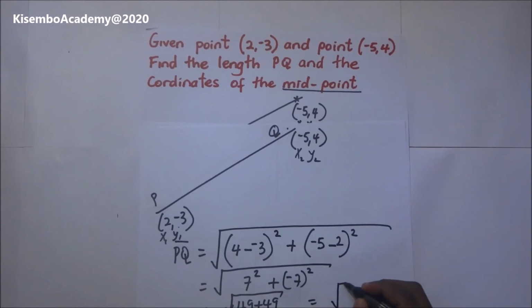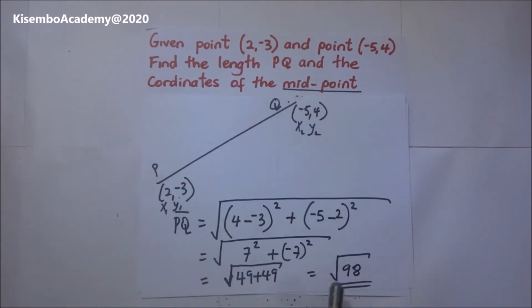This is going to give us the square root of 98. So the length of PQ is simply the square root of 98.